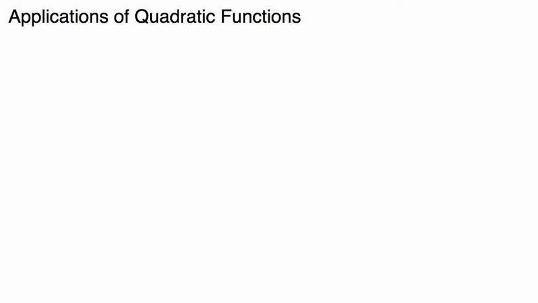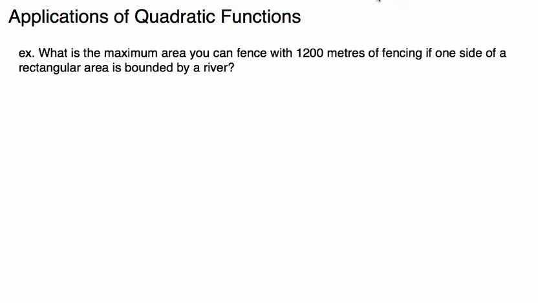Okay, in this video we're going to take a look at a couple of applications of quadratic functions, basically word problems. So here's the first one. First example: what is the maximum area you can fence with 1,200 meters of fencing if one side of a rectangular area is bounded by a river?